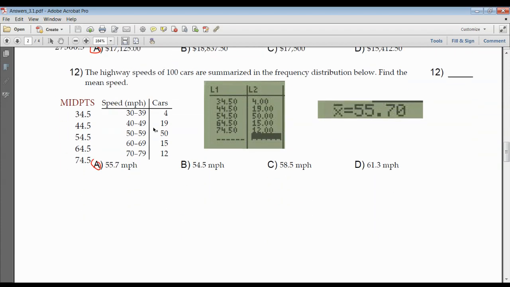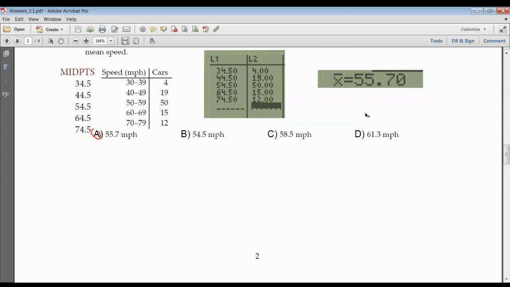Same thing with number 12. I had to find the midpoint. Once I found the midpoint of the first class, 34.5, I found that by taking 30 plus 39, 69.5, dividing that by 2. Now, rather than keep on doing it, I noticed that the class width here is 10. So once I found the first midpoint, I kept adding 10 all the way down. I put that into one list. I put my frequencies in list 2. Hit one variable stat, 55.7. Spot on.